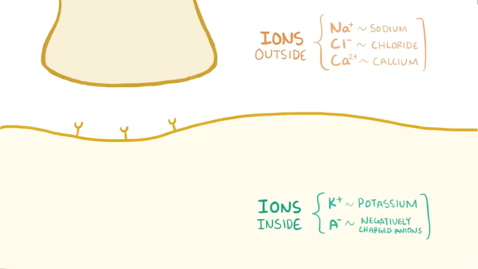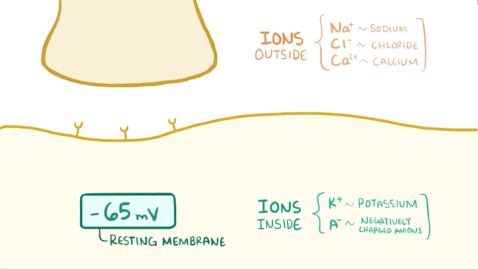Overall, the distribution of these ions gives the cell a net negative charge of close to negative 65 millivolts relative to the outside environment. And this is the neuron's resting membrane potential.